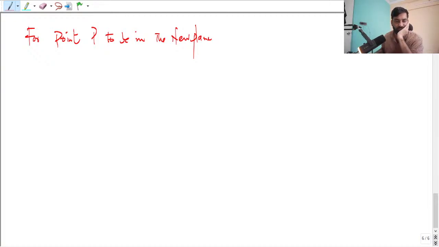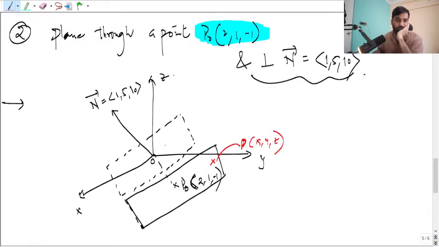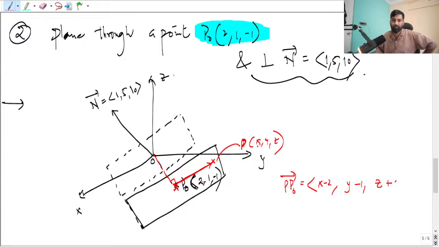Since this normal vector is going to be perpendicular, we just have to find the vector here. We can find the P naught P vector, but this vector does not originate from the origin. It is starting from the point where the plane is passing through. So what is the P naught P vector? We can write its components: x minus 2, y minus 1, and z plus 1.